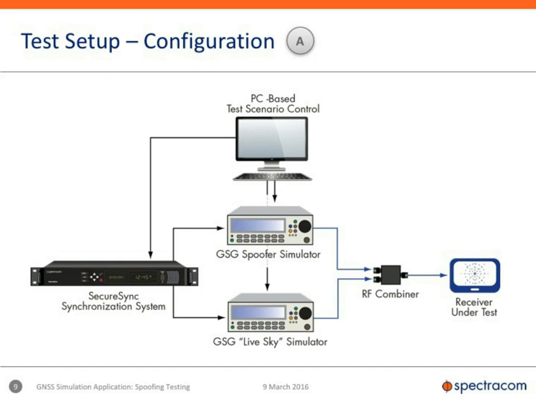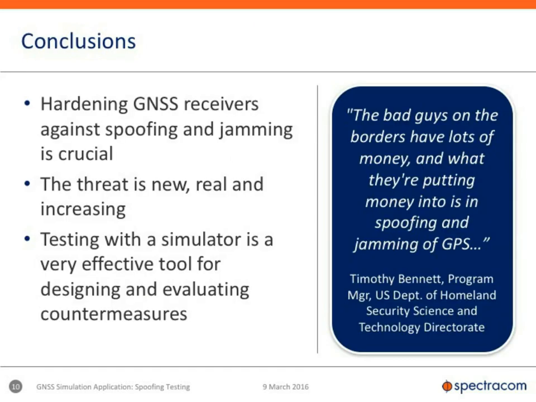So if you're like me, when you're listening to webinars and you get a lot of interruptions and you weren't hearing everything I said before, I'm going to just give you the three big takeaways of what I was talking about. One, hardening receivers is very important against spoofing, against jamming. Very important. You need to do that. And using testing with a simulator is a very effective tool for doing this hardening, for designing better features in your receivers, for evaluating different countermeasures.